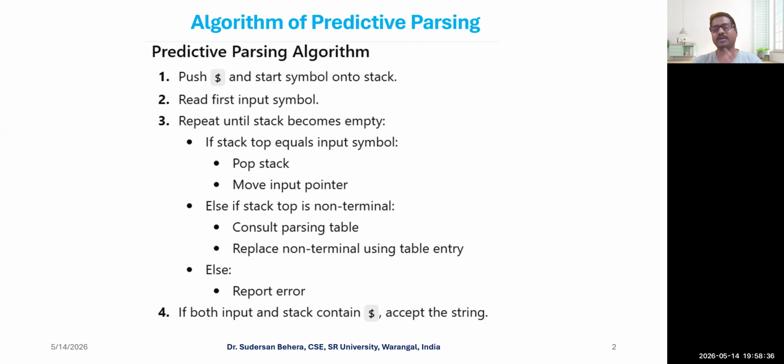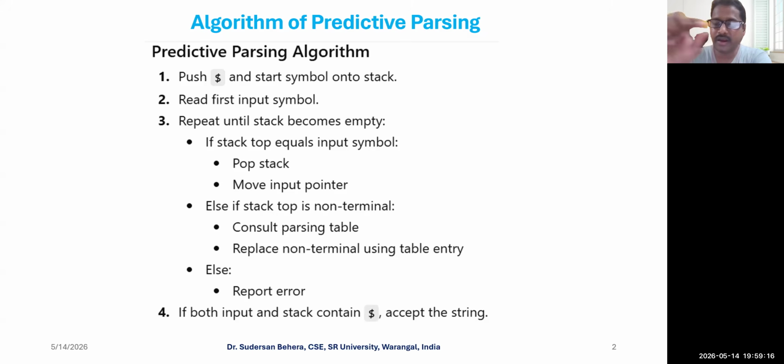To find the correct one, it uses two functions I already discussed: first and follow. Through those, it predicts the productions and stores them in the data structure called the parsing table. Whenever required, it just picks them. Replace the non-terminal using the table entry. Table entry in the sense of what? The right production, which is already predicted and stored in the table, can be replaced for the non-terminal. Else, report the error. If both input and stack contain dollar, accept the string.